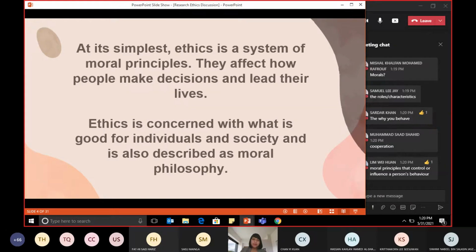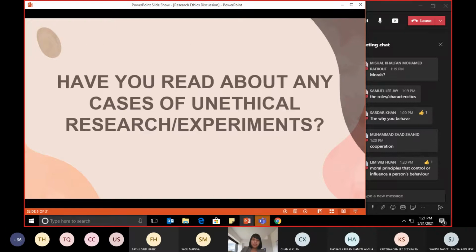So at its simplest, ethics is a system of moral principles, and it may affect you in terms of how you make your decision, how you behave among the public, and how you post online, how you comment. Now I am not going to focus on ethics itself, but I would like to share with you some information related to cases of unethical research and experiments.